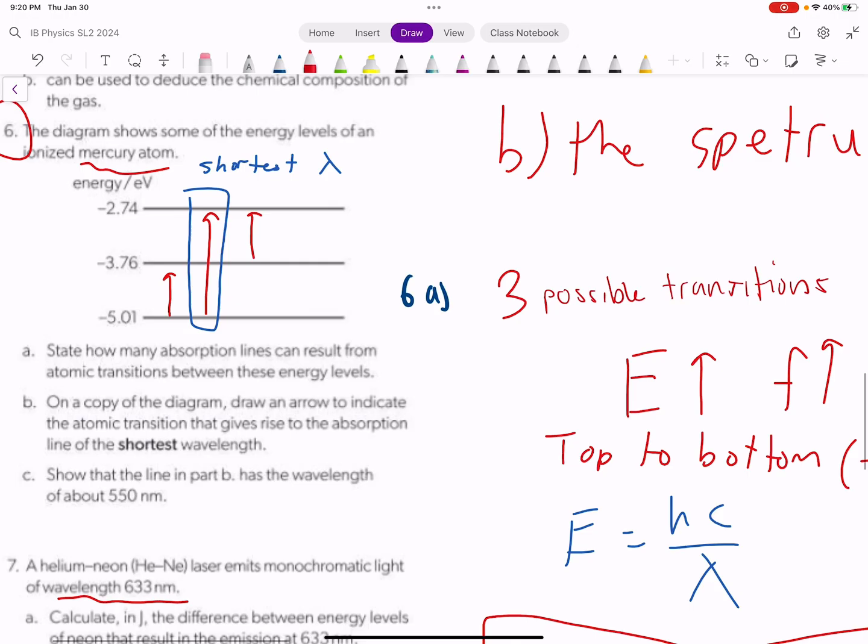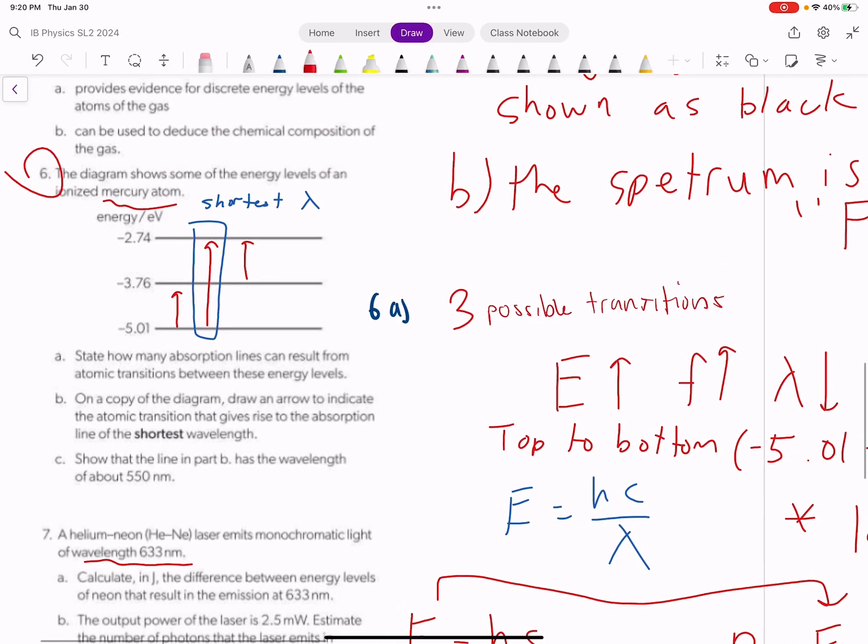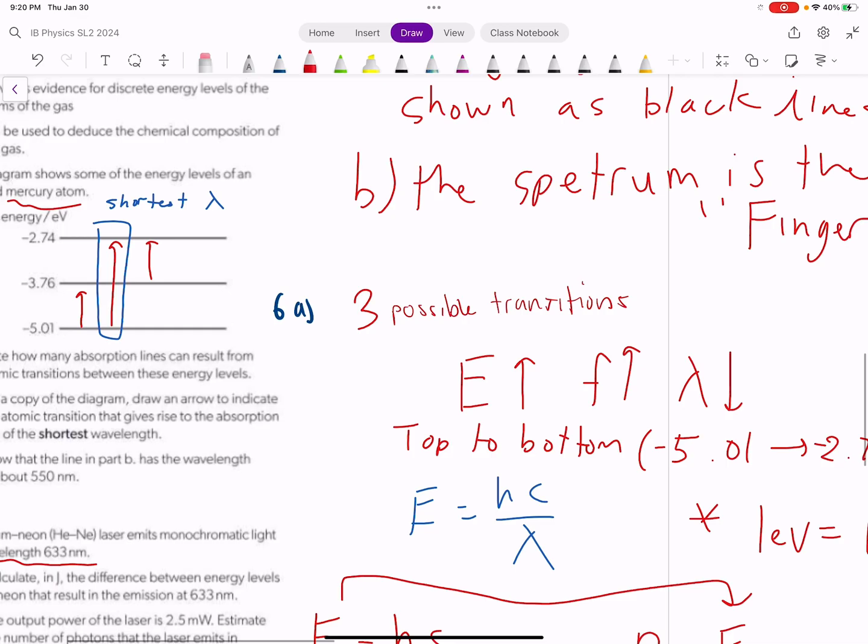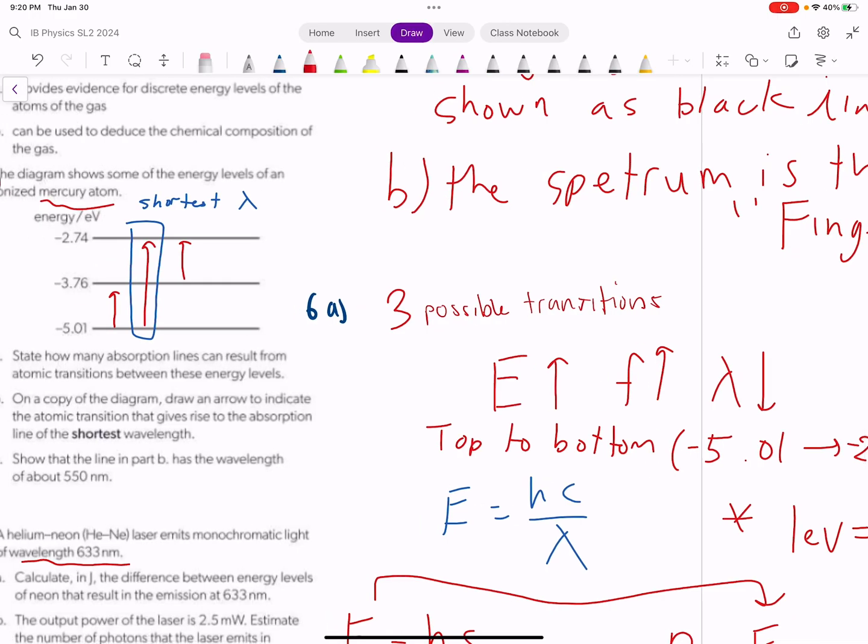On a copy of the diagram, draw an arrow to indicate the atomic transition that gives rise to the absorption line of the shortest wavelength. So we already mentioned this, so let's just mention it again. If it has more energy, it has more frequency and less wavelength. So it's asking for the shortest here. If you want the shortest, then we actually want to find the most energy.